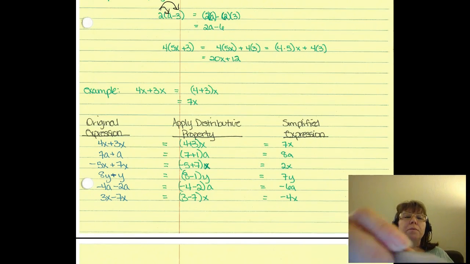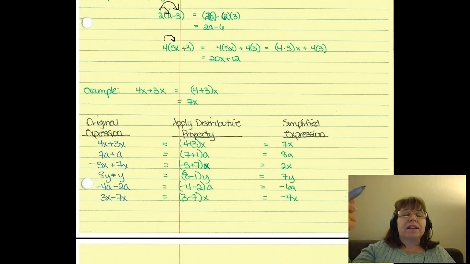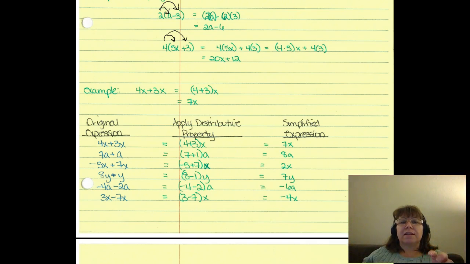Let's try another problem. 4 times the quantity 5x plus 3. I'm going to distribute the 4 to both the 5x and the 3. So I have 4 times 5x plus 4 times 3. Using my associative rule, I can regroup the 4 times the 5 first and do 4 times 5x plus 4 times 3. 4 times 5 is 20, so 20x plus 12. And I've given you some examples to work through.